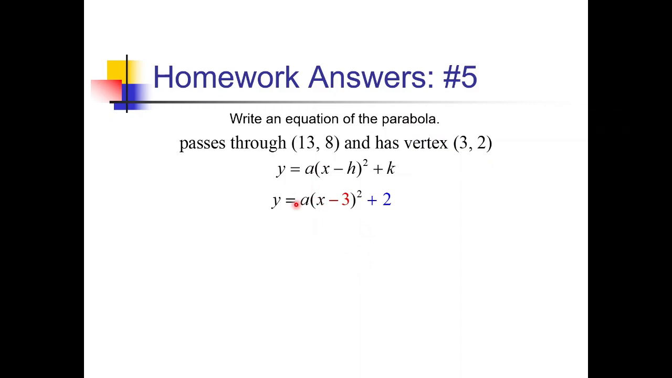And now to get the a value, I have to replace the x and the y with this other point they gave me. So for y, I'm going to use 8, and I'll have a times 13 minus 3 squared plus 2. 13 minus 3 is 10. Squaring that gives me 100, so we have 100a plus 2 equals 8. And then if I subtract 2, that's 6, so we have 6 divided by 100 for my a value. And I can reduce that, which I'm going to do in a minute. So plugging this back in, I can reduce this to 3 over 50. So I've got 3 over 50 times x minus 3 quantity squared plus 2.